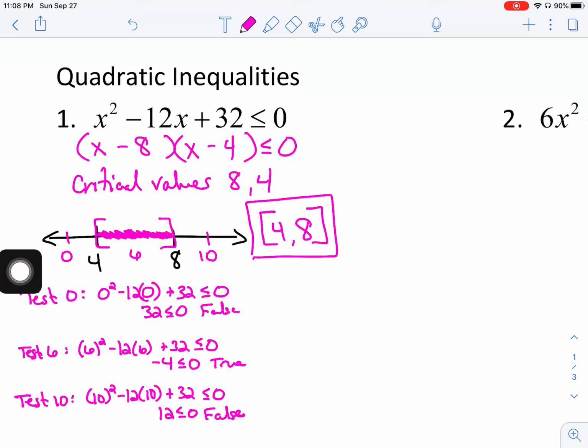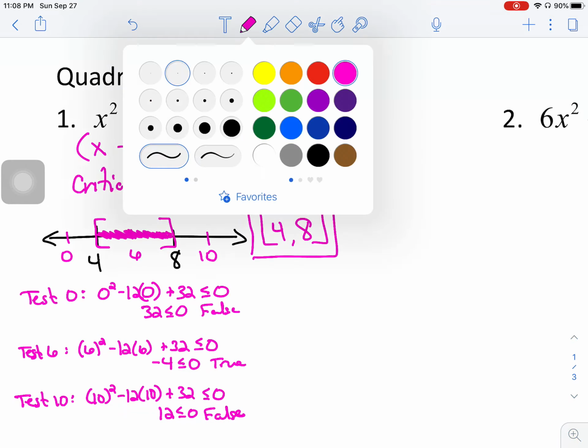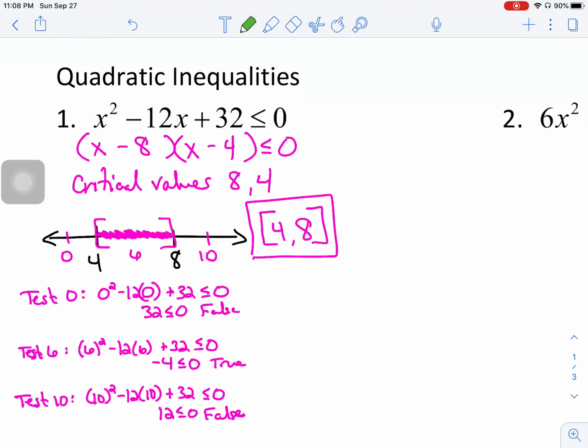Again, you don't have to show me these 3 tests, but trying to verbally explain it without writing anything down seemed a little weird, so I went ahead and wrote it down. So that's problem number one, not too painful, I'm hoping, if you know how to factor really well. The factoring part should go pretty quickly, and then getting your critical values.